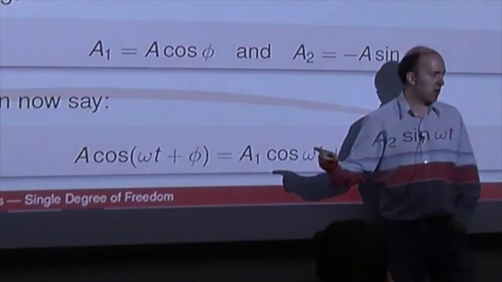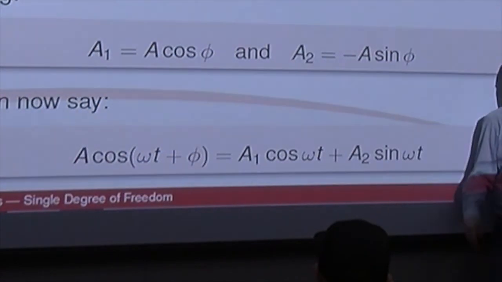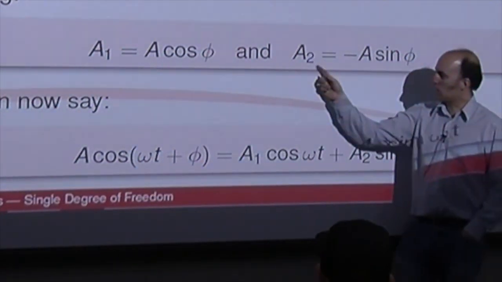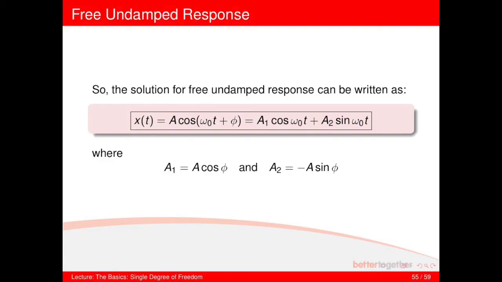And in the next chapter, we're going to be using this as our solution, not that. But they're the same thing, knowing that A1 and A2 are defined like this. And so the solution for the free undamped response, so this is the basic form, can be written like this, where A1 is A cosine of phi and A2 is minus A sine of phi.